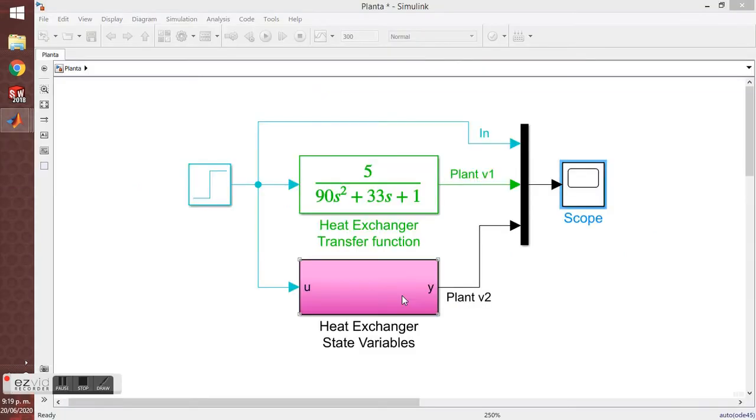The response of the plant to a step input in Simulink is observed. This has been implemented both in terms of transfer function and state variables, thus obtaining exactly the same graphic response as a result. So we're going to run it.